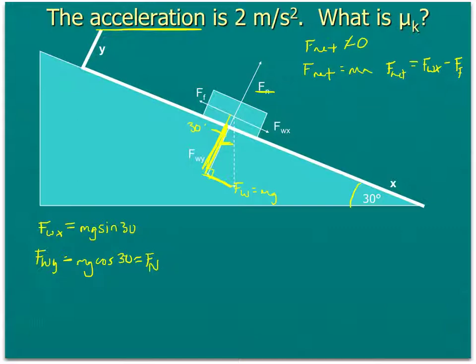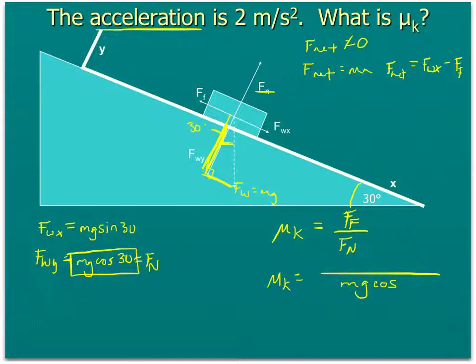I'm asked to solve for mu k, and I know mu k is equal to the force of friction divided by my normal force. Now I can take this part that I've just rearranged, mg cosine of 30, and substitute that in for the bottom portion of this equation for my normal force. So mg cosine of 30. And again, I don't know mass, so I'm trying to substitute things in, which will allow me to cancel out mass and solve the problem.